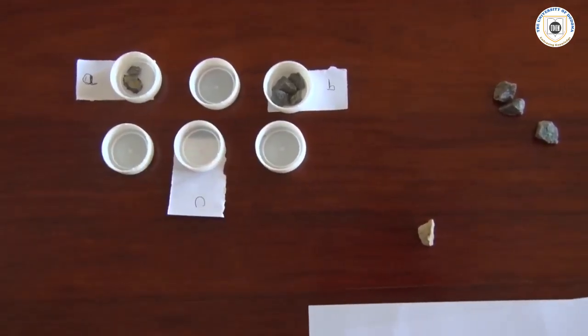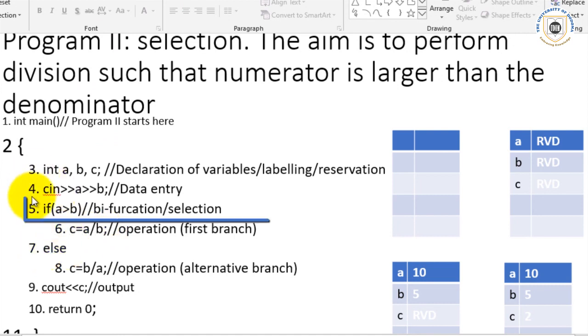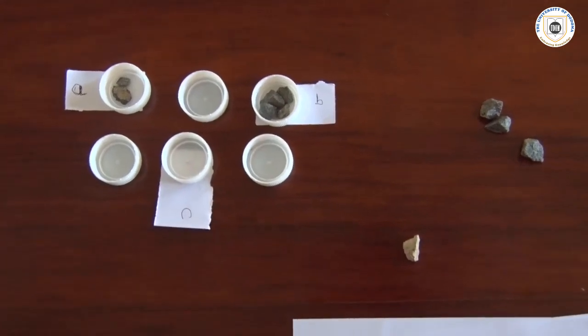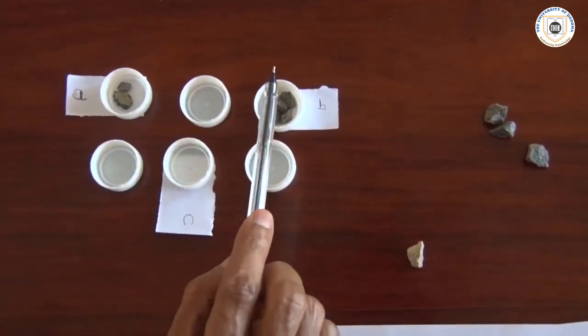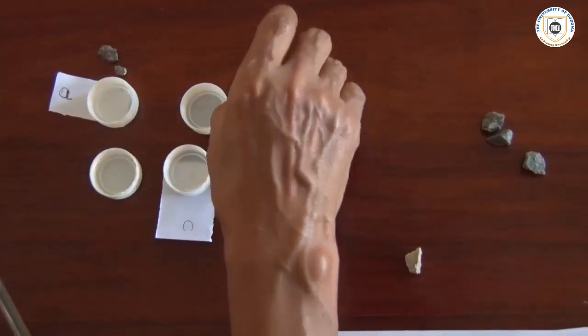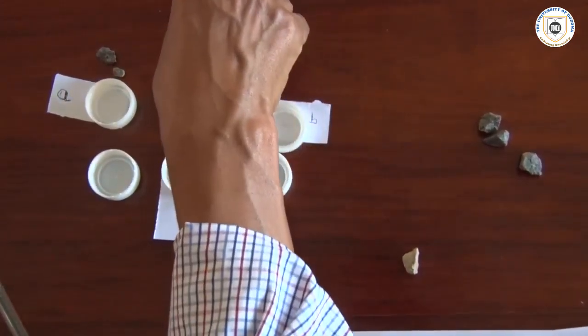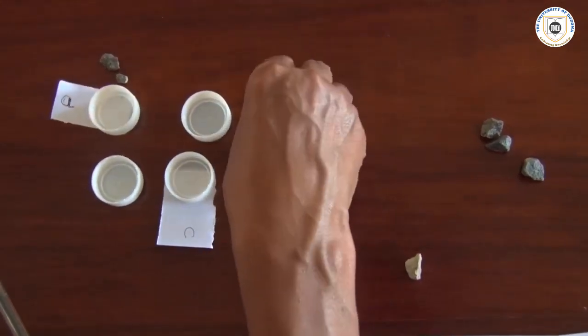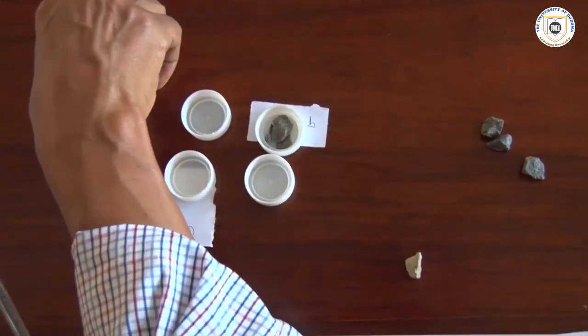Now when we come to line number 5, if A is greater than B, then perform division. And that division will be: take the quantity that is in A divided by the quantity that is in B, and the result should be in room C. So now let us come back to the physical model. If A is greater than B, I am saying that in A there is 2 and in B there is 4. So A is not greater than B, and for that matter, that line is skipped.